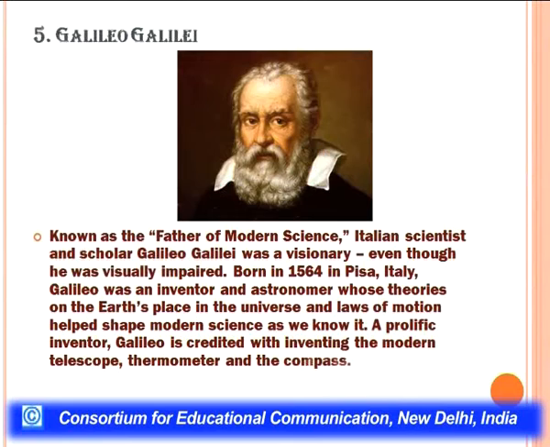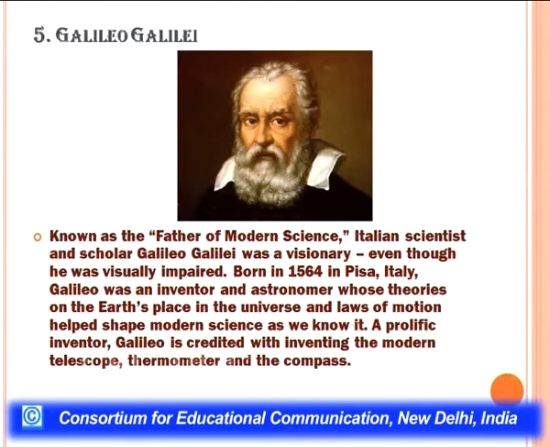Another very famous personality, Galileo, though he was not blind, he had some visual impairment. In his life, he suffered visually more. So he was known as the father of modern science. Italian scientist and scholar, Galileo was a visionary even though he was visually impaired.